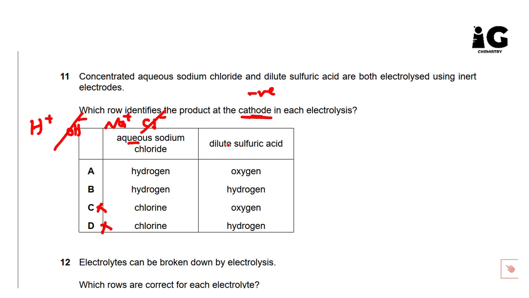So once again, dilute means we have water, so we have H plus and OH minus. And for sulfuric acid, we also have 2H plus and SO4 2 minus. Then we cancel the negative, because we said at the cathode only positive cations can be reduced. So here it's hydrogen also. The correct answer here is hydrogen and here is hydrogen, so the correct answer is going to be B.